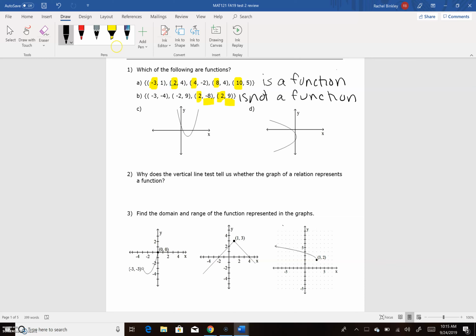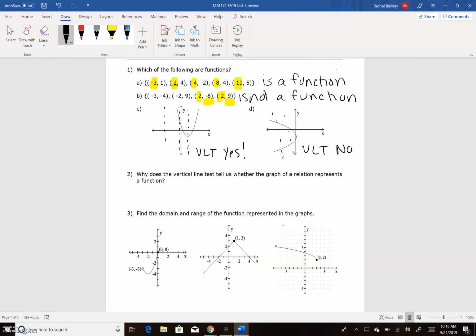Okay, for these down here, you can just use your vertical line test, right? So if you draw your vertical line through the function, it should only touch once because there should only be one output per input. So this one, because of vertical line test, yes. And this one, see how it's touching twice? So vertical line test, not a function.